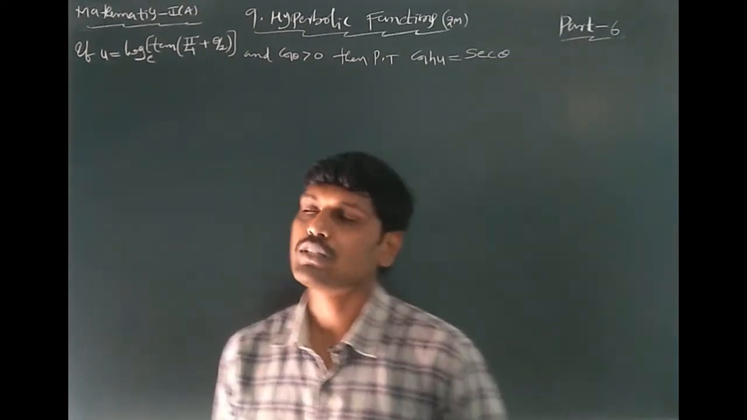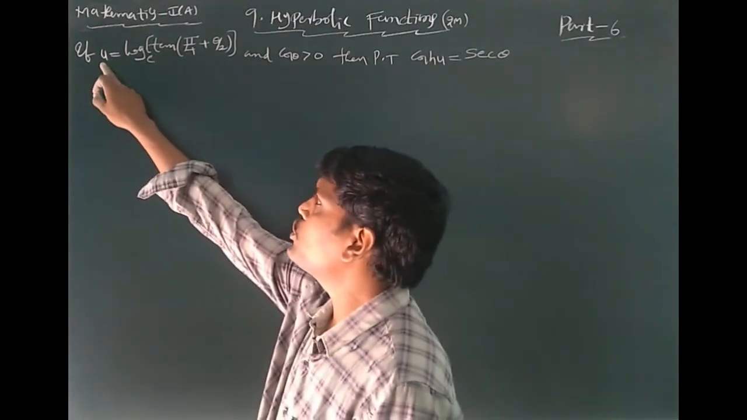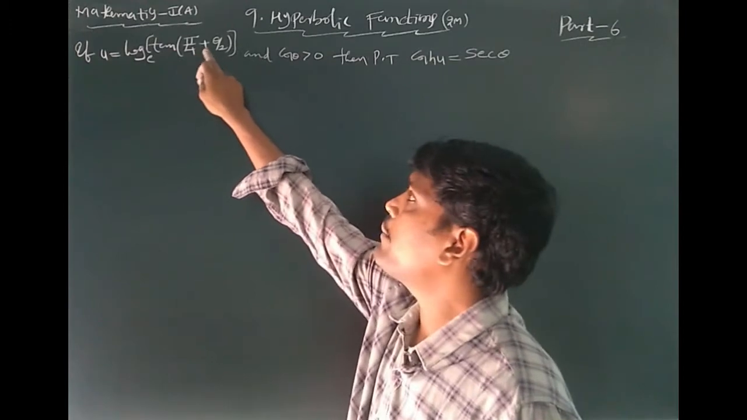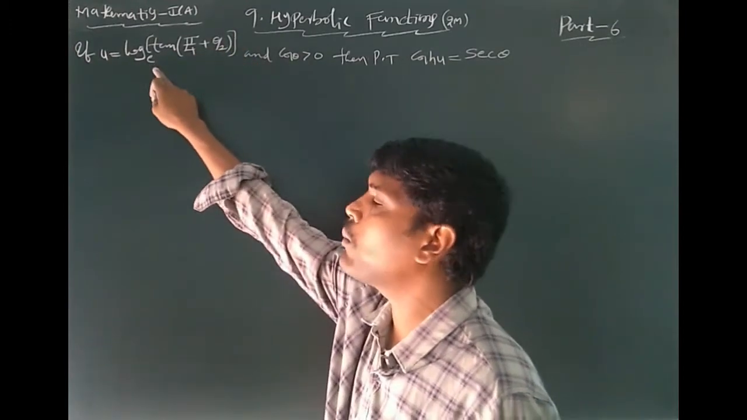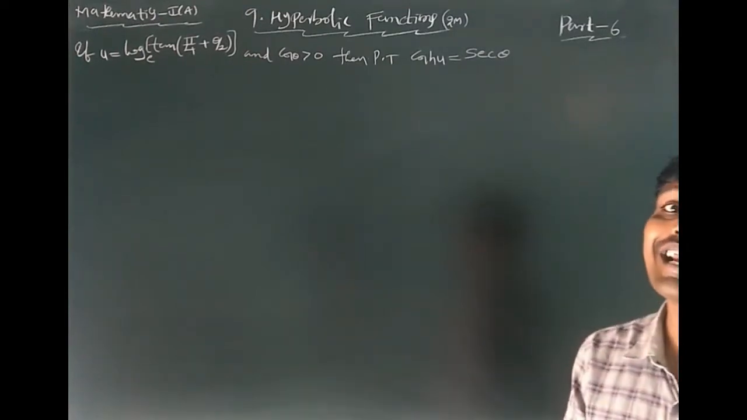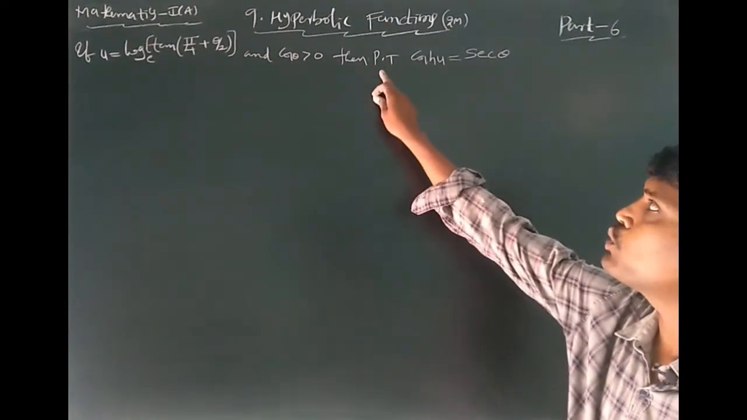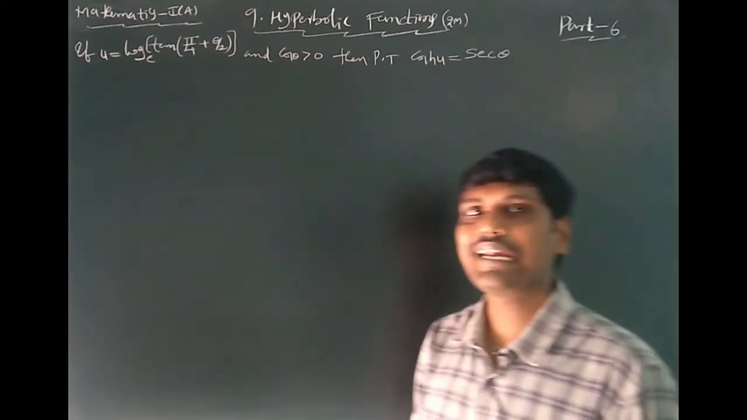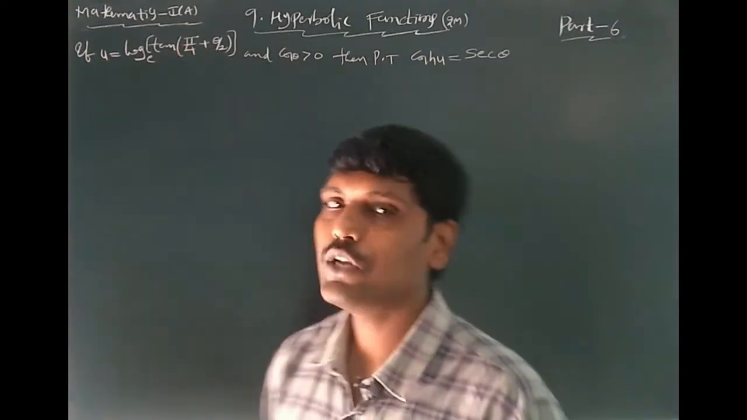What is the first problem? If u is equal to log of tan of pi by 4 plus theta by 2 base e, and cos theta is greater than 0, then prove that cosh u is equal to secant theta. Here the u value is given.